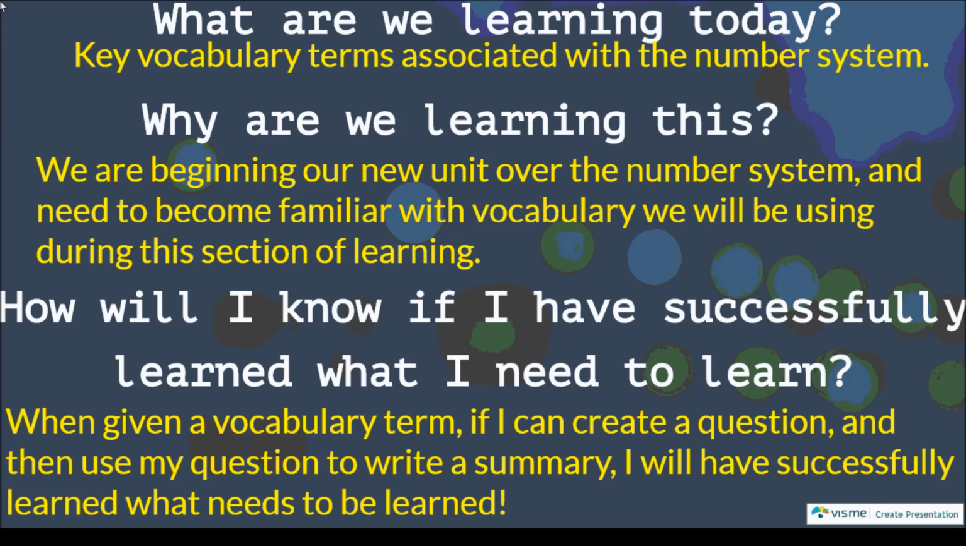Alright, so what are we learning today? Why are we learning this? And how will we know if we successfully learned everything we need to learn? What we are learning is, as I said, Cornell notes, key vocabulary terms associated with the number system. Why are we learning this? We're beginning our new unit over the number system, and we need to become familiar with the vocabulary we're going to be using during this section.